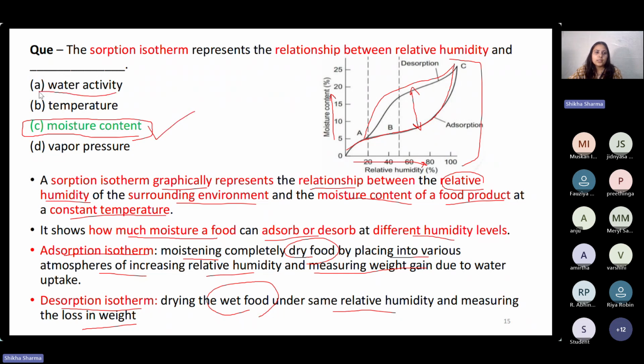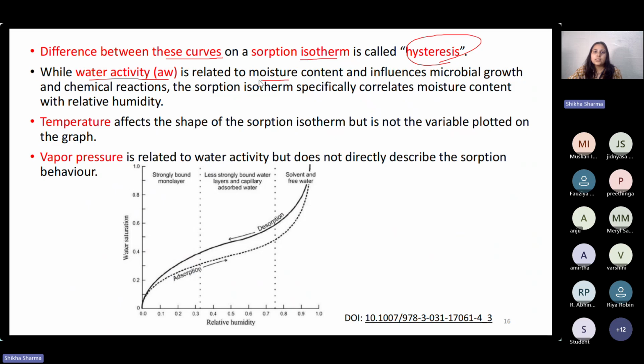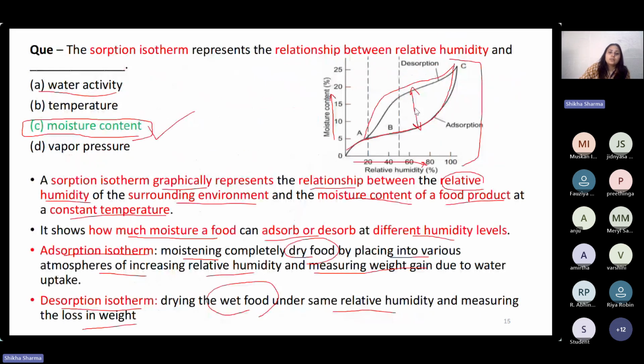If we talk about water activity, water activity is related to the moisture content, and it influences microbial growth and chemical reactions. The sorption isotherm, specifically, is for the relation between the moisture content and the relative humidity. Water activity is related to the moisture content term, but the sorption isotherm has this moisture content relation with the relative humidity, not water activity.